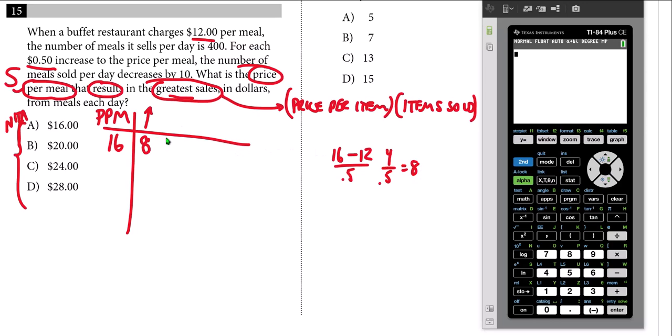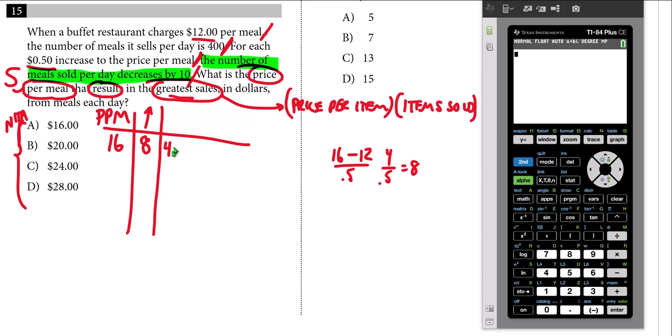If you need to do the math, if you need to write down a calculation, great, go ahead. However, it's not too difficult to see that if you go from 12 to 16, you have made 8 50-cent increases. So now I know the number of 50-cent increases that I've made in the price per meal. And remember, every time I make one of those increases, the number of meals, so I'm looking at this phrase here, it says that the number of meals sold per day will decrease by 10. So if I make 8 increases in the price per meal, then I am going to make 8 decreases of 10 in the number of meals sold.